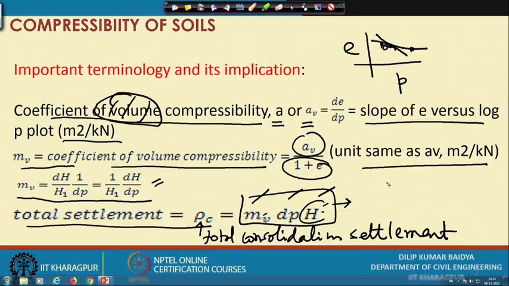So, how to do that? If there is a layer here, you have to find the e versus p curve, and from there we can get a v, and then a v by 1 plus e will give mv. And how to find dp? If this is a layer and you have applied load here, then what is the pressure increase in the middle of the clay layer, that is del p. That can be obtained either by Boussinesq or by trapezoidal distribution like this, and then finally multiplied by thickness, that gives you the total consolidation settlement by the mv method.